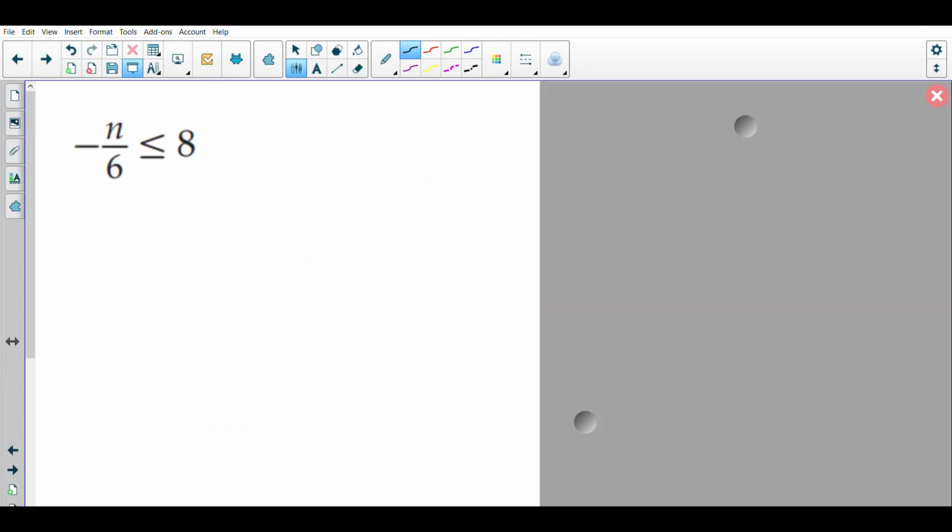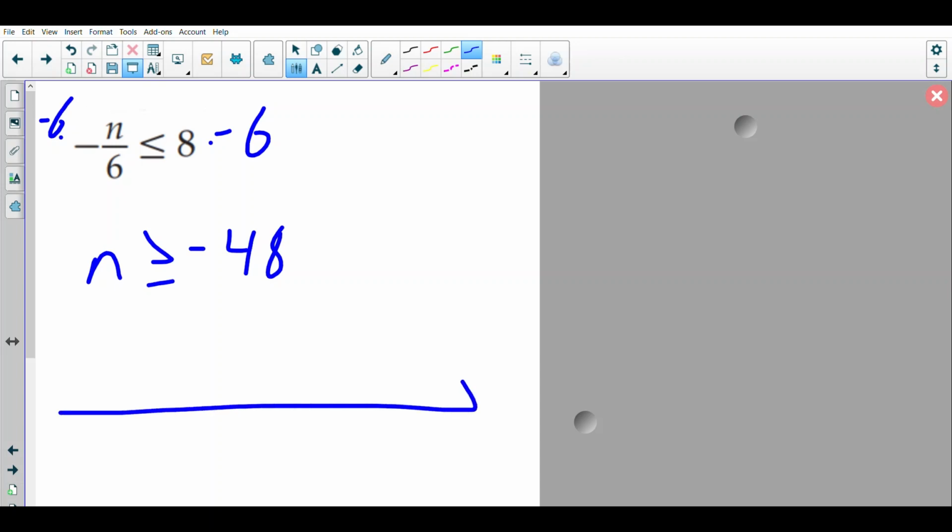Okay. Now, negative n over 6 is less than or equal to 8. So I'm going to multiply by negative 6. And now I'm multiplying by a negative number. That's important. So that means my inequality flips. So I get negative 48. 8 times negative 6 is negative 48. So I get my number line.